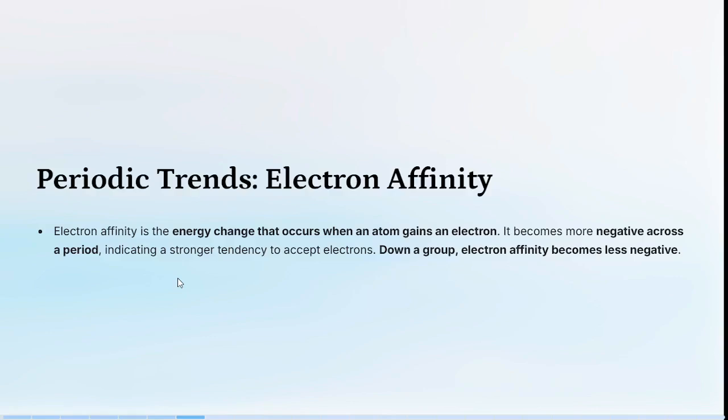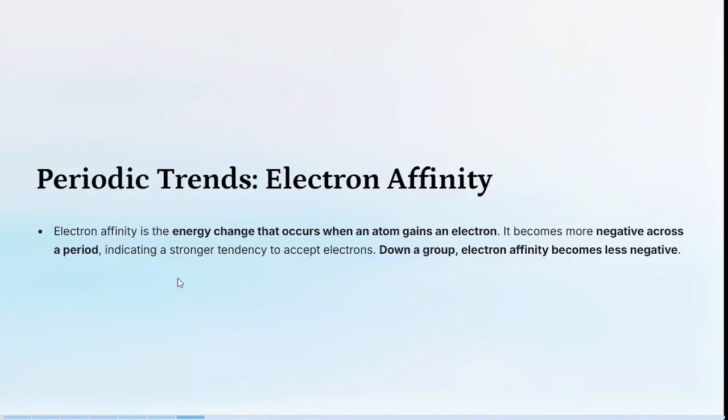Electron affinity is the energy change that occurs when an atom gains an electron. So take into account the words energy change. It becomes more negative across a period. When an atom gains an electron, initially it was neutrally charged, and by accepting an extra electron it becomes more negative. The energy change indicates a stronger tendency to accept electrons. It's getting a stronger tendency to accept more electrons.